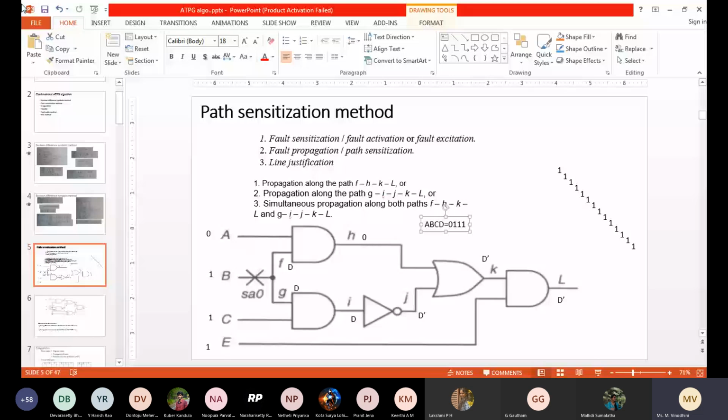For OR or NOR gate, the other inputs would be 0. Please note down in your notebook. If it is an OR, other input will be 0. D means I will get D, D bar means I will get D bar at the output. If it is a NOR gate, D means I will get D bar at the output, and if it is D bar at the input, I will get D at the output. Opposite. Is it clear?